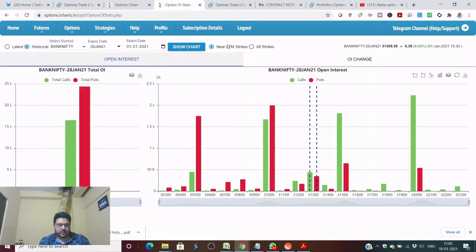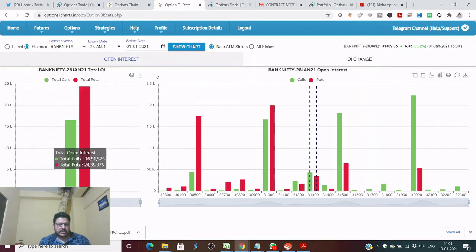And here I'm only looking at near ATM strikes, not all strikes. All strikes will give you a biased view because the volume will be very high. At the money strikes will actually give you a proper direction of the market if you are able to decode. Here we can see total puts are high, total calls are high.